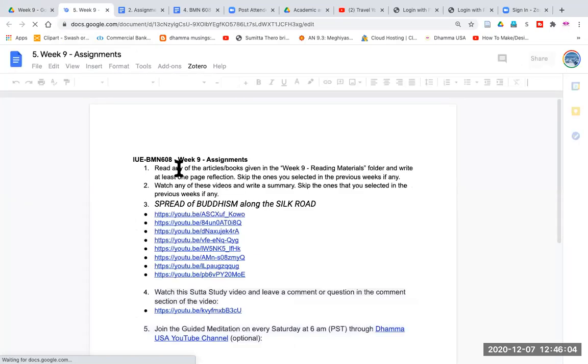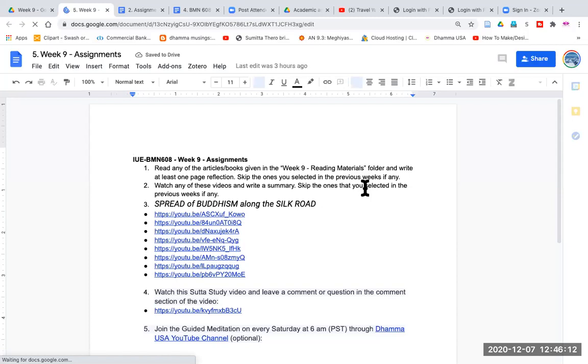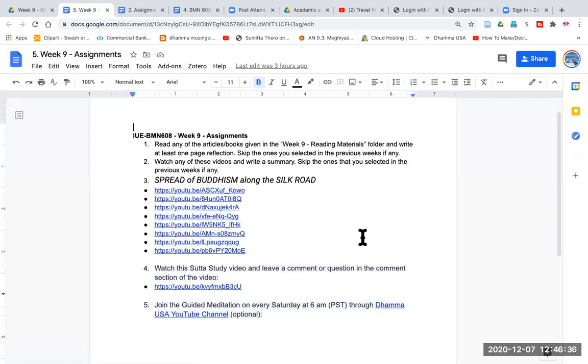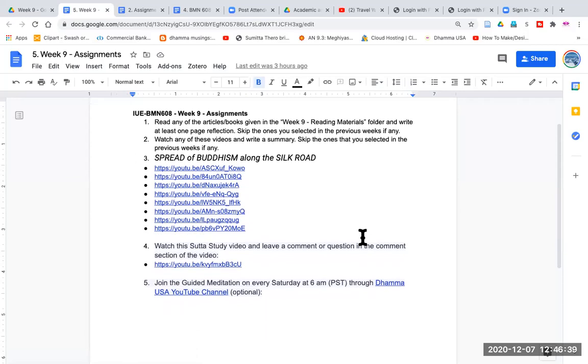So here, read any of the articles or books given in the week 9 reading materials folder and write at least a one-page reflection. Skip the ones that you selected in the previous weeks, if any. I will show you those books and articles a little later, immediately after this. And watch any of these videos and write a summary. Skip the ones that you have selected in the previous weeks, if any. Just have a look and give it a summary.